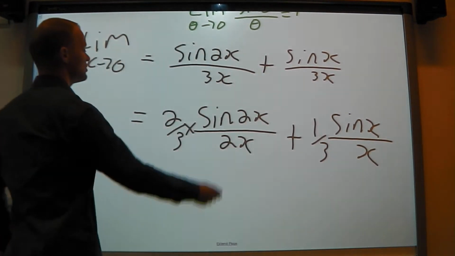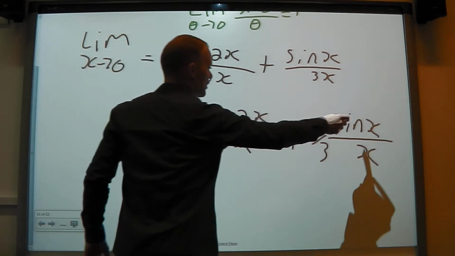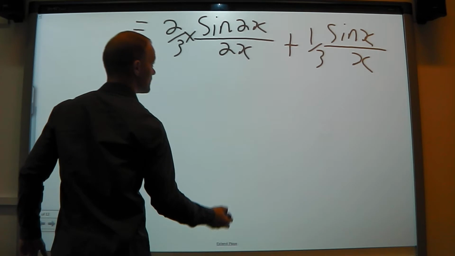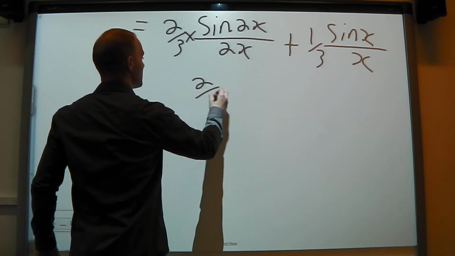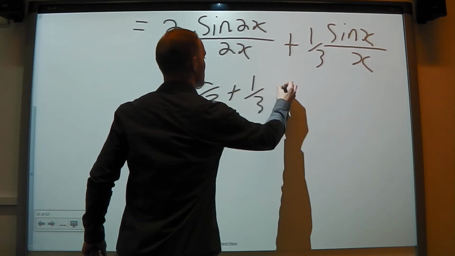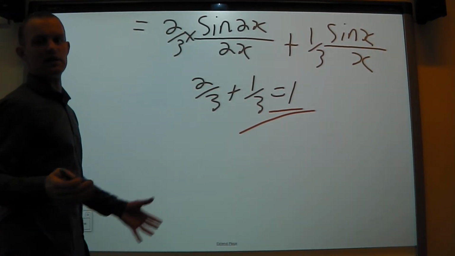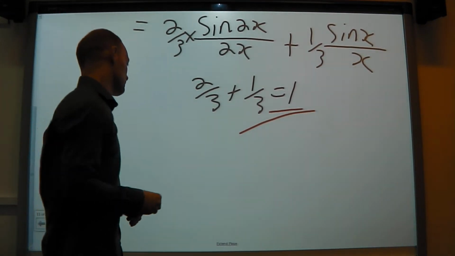So we know that this term here is equal to 1, and this term here is equal to 1. So basically it's 2/3 times 1 plus a third times 1, which is just 2/3 plus 1/3, which is equal to 1. That's the solution to that. So your limit of that term as x tends to 0 is equal to 1.